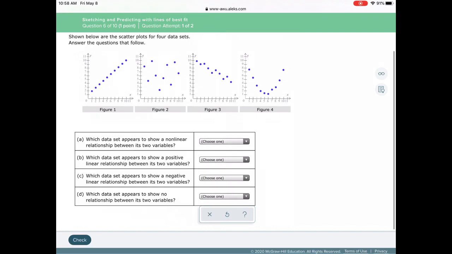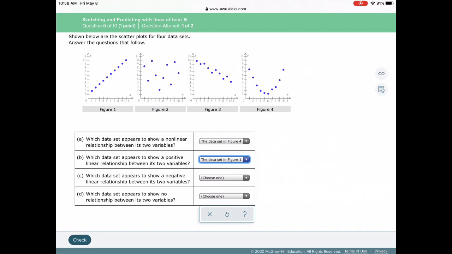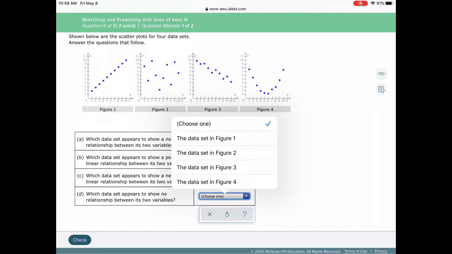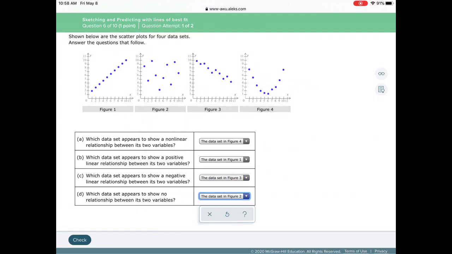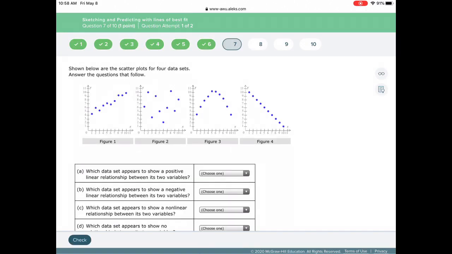Looking at number 6, same idea. Nonlinear, we're going to look at figure 4. B, what has a positive linear relationship? That's figure 1. That's almost a perfect line there. Negative linear relationship looks like 3, and then no relationship at all is 2. So same as last one. So let's get through that quickly here.